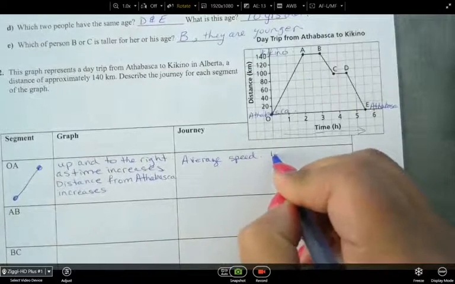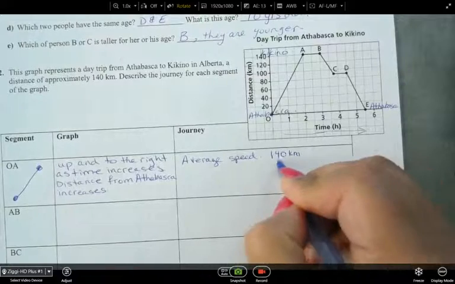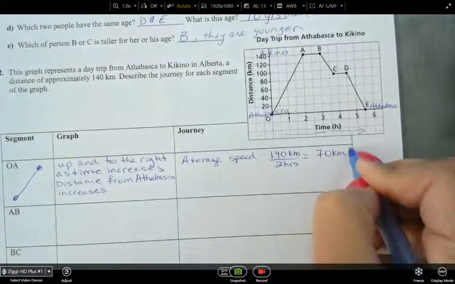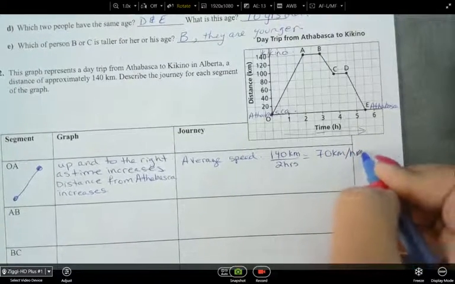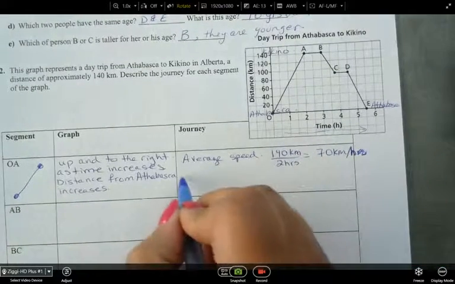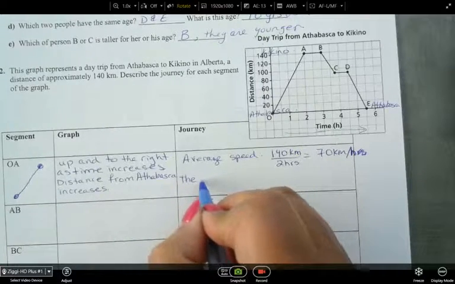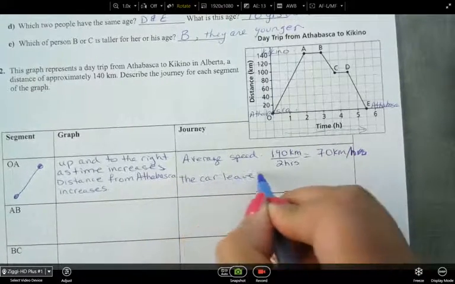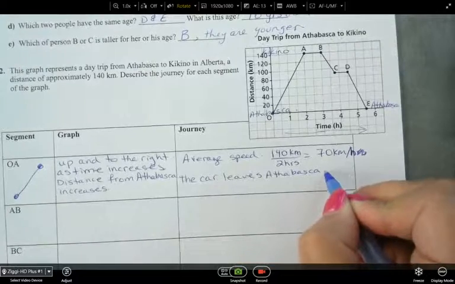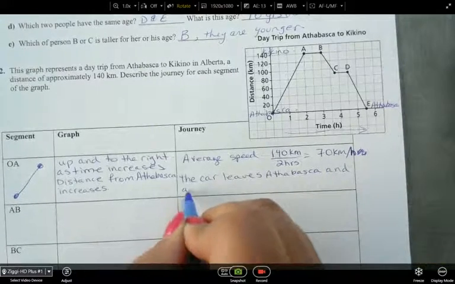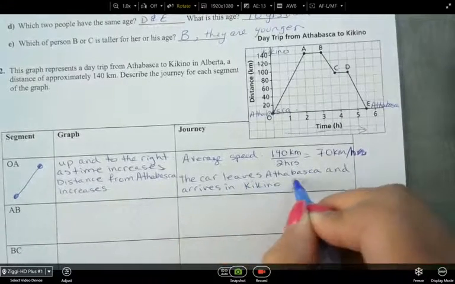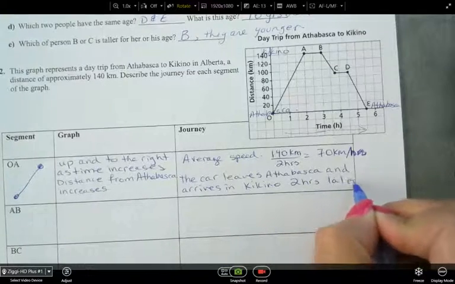Okay, so we take the distance and we divide it by the time, and we end up with, so they're traveling 70 kilometers per hour. And what is the car doing? The car leaves Athabasca. Hopefully there's some people in it. And arrives in Kikino 2 hours later.